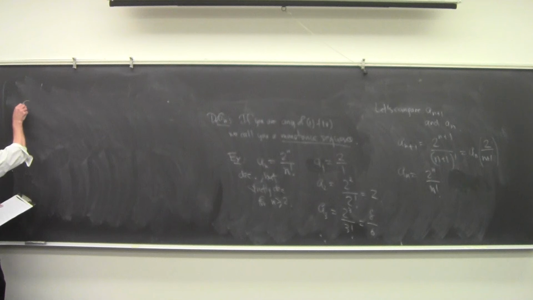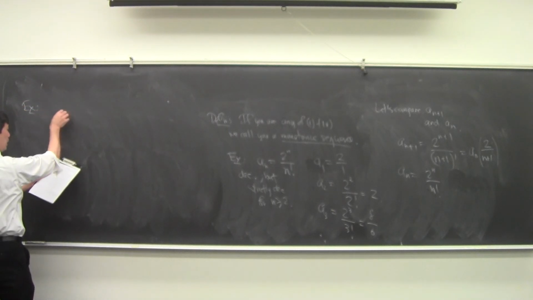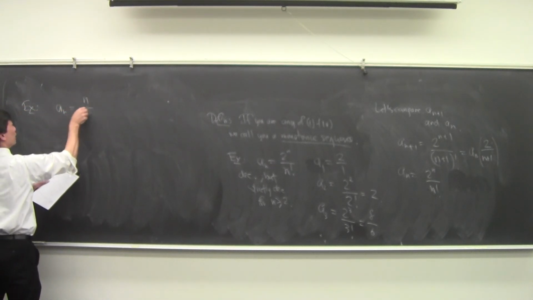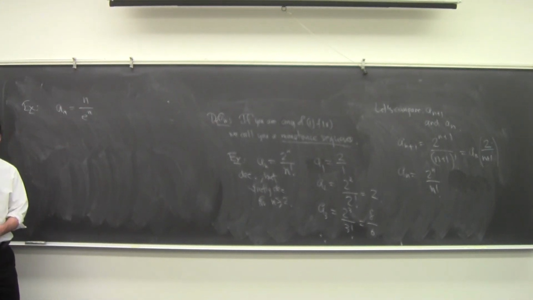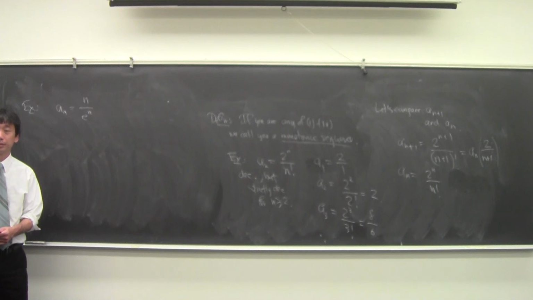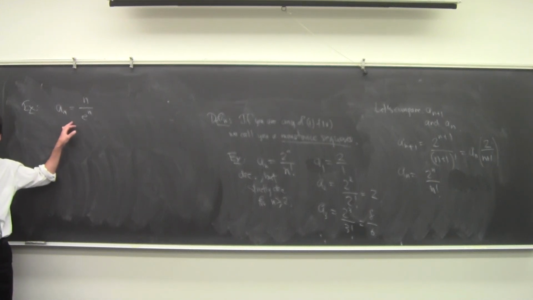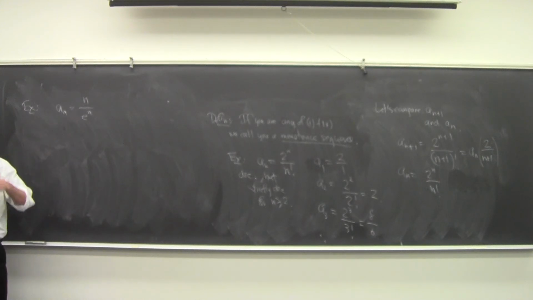Here's another example. a sub n equals n over e to the n. What do you think about this? Increasing? Decreasing? Just look at it. What do you think is going to happen? n over e to the n. Is it strictly decreasing? Strictly decreasing, and why do you think so?